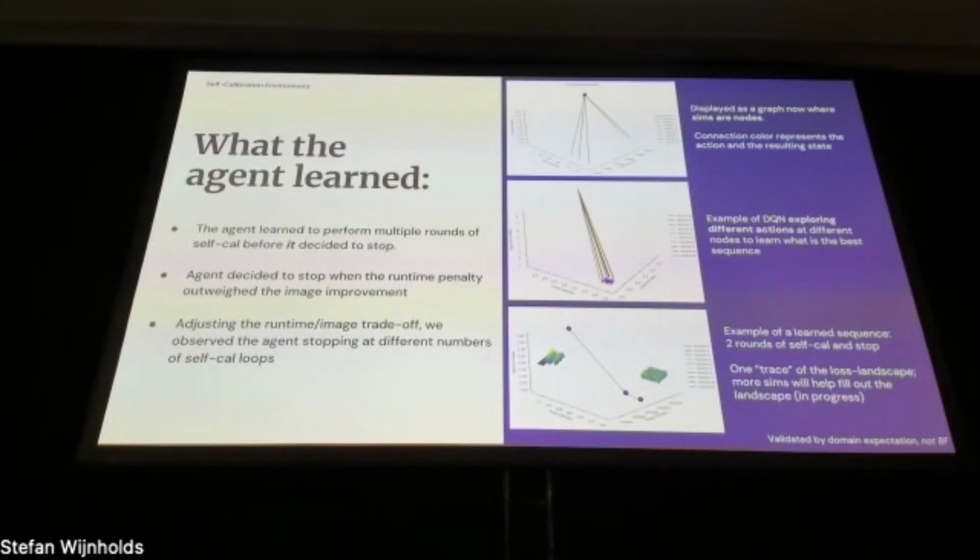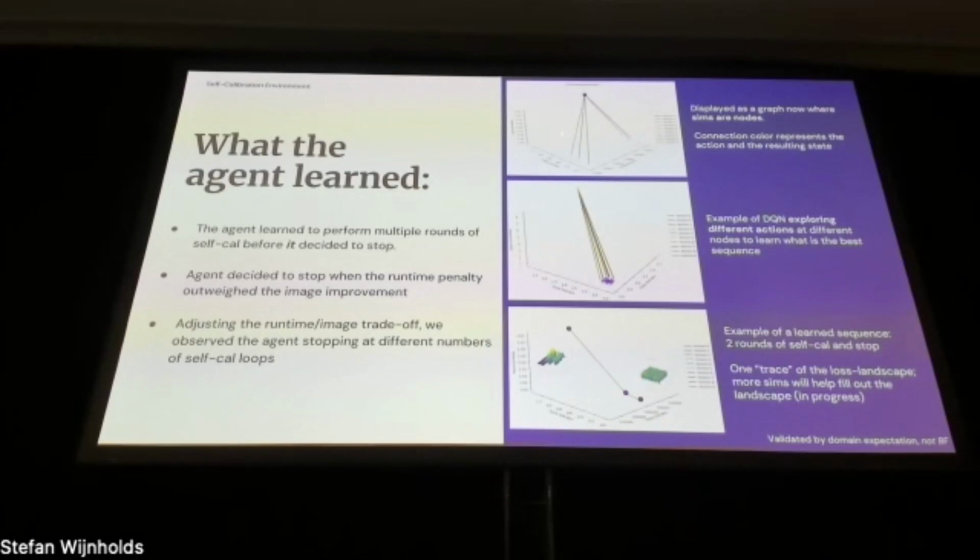And then the agent actually was able to perform multiple rounds of self-cal before it decided to stop on its own. And it decided to stop not after some predetermined number of steps, but when the runtime penalty outweighed the image improvement that it was achieving. This is just neat to see. We can also adjust the runtime and image trade-off depending on whatever your compute availability is or how much time you want to spend or waste. The agent was able to stop at a different number of self-cal loops.